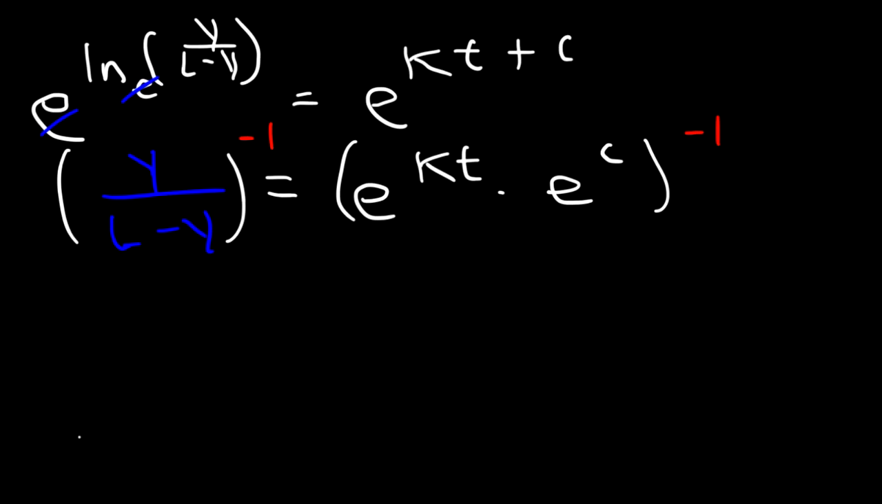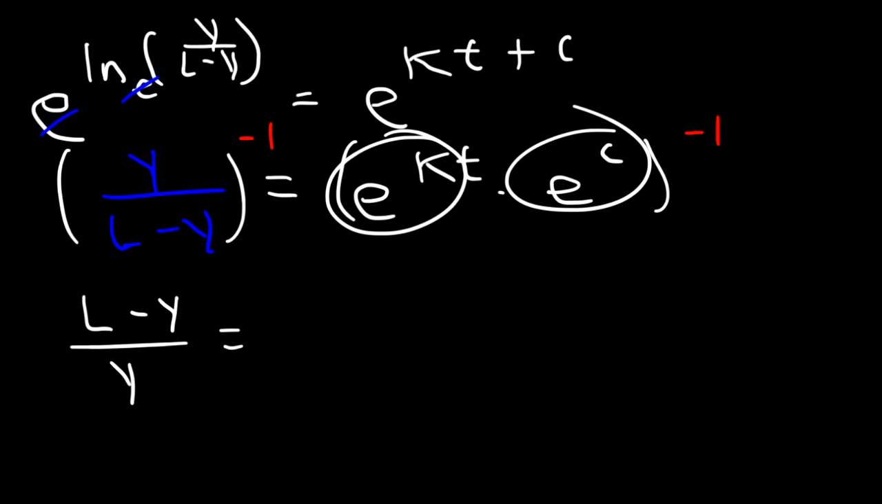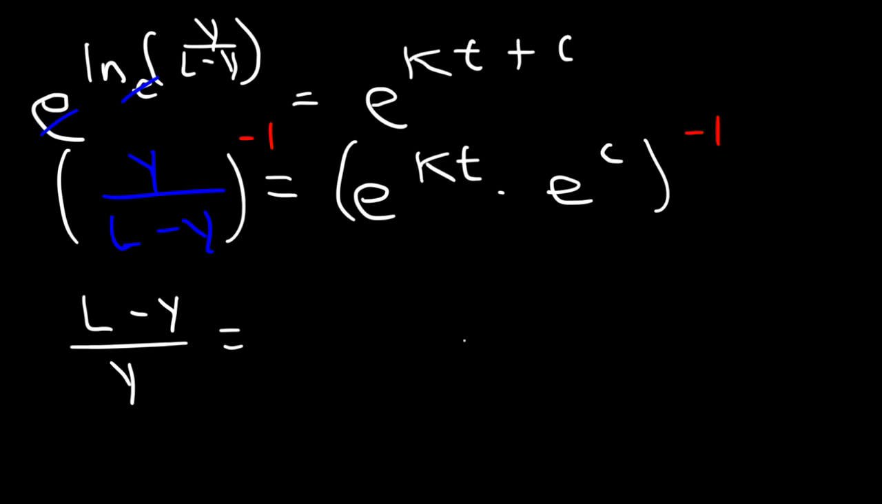Whenever you raise a fraction to the negative 1 power, all you need to do is flip the fraction. So this is going to be L minus y over y. And on the right side, because these two terms are multiplied to each other, you can distribute the negative 1 exponent to both. So it's going to be e to the negative kt times e to the negative c.